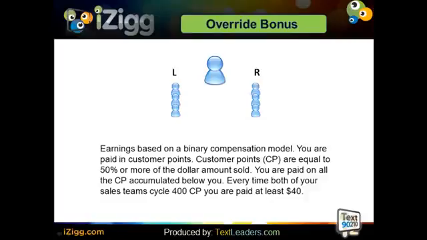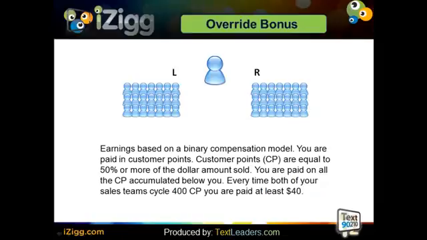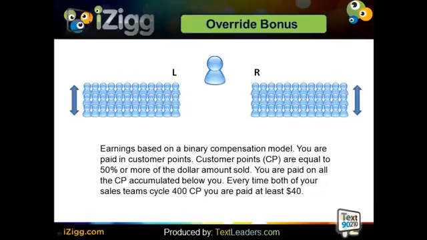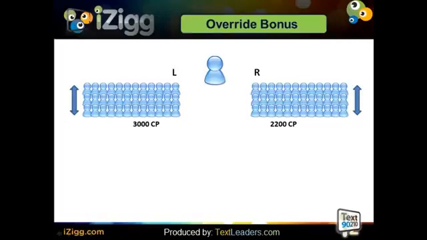This is the override bonus, and you're paid on both sides of your team. You have two sides, a left and a right, and you get paid on, again, all of it, whether it's 10, whether it's 10,000 people below you. If you sponsor one person who sponsors 9,999 people, you get paid on all of them. So let's say your left team produced 3,000 points and your right team produced 2,200. Here's what that would look like.